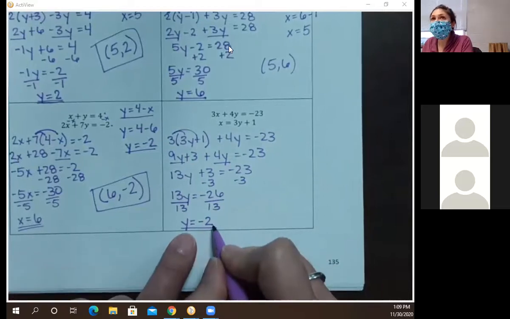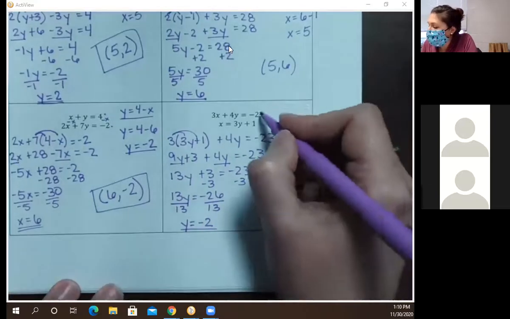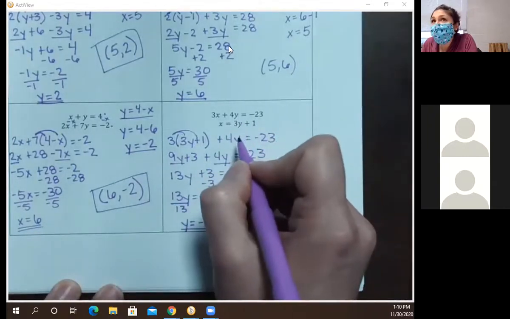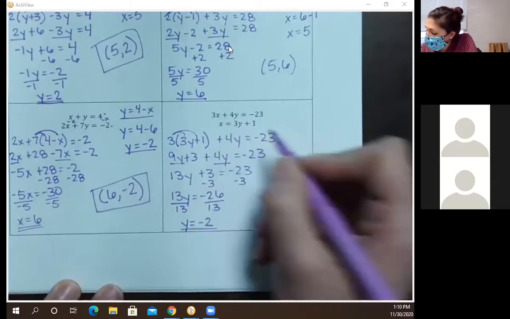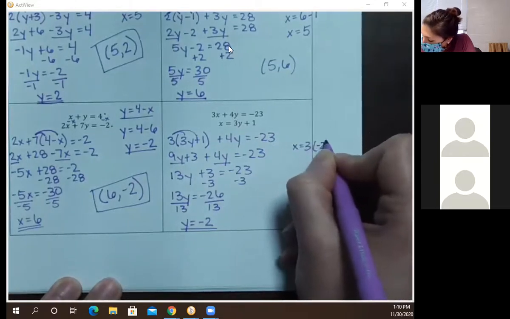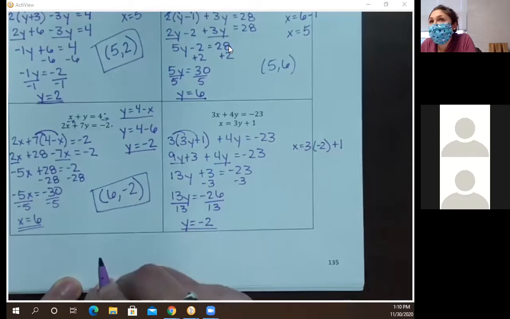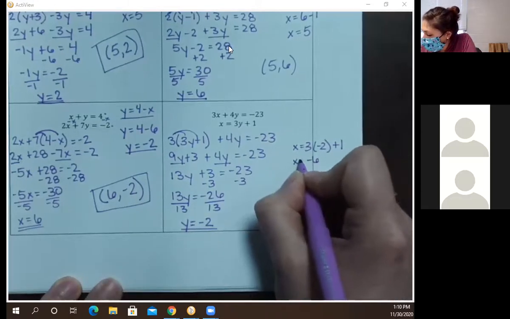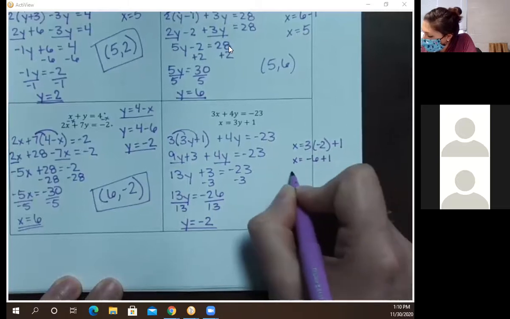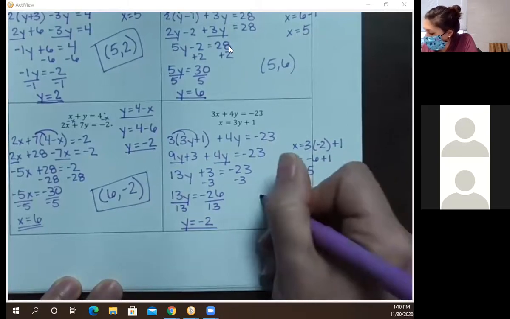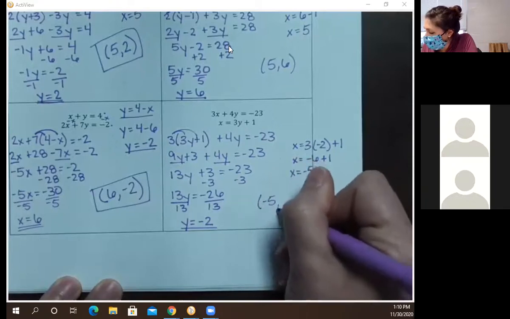Now that I know what y is, I'm going to plug that back into one of my original equations. Again, I'm going to pick the equation that's going to be a little bit easier for me to solve for x. So x equals 3 times negative 2 plus 1. 3 times negative 2 is negative 6. So x equals negative 6 plus 1. That means that x equals negative 5. So my solution here would be (-5, -2).